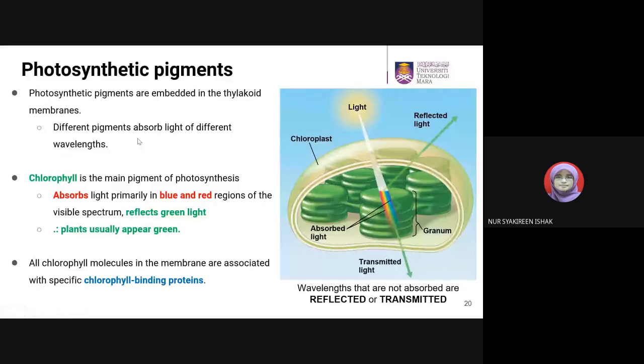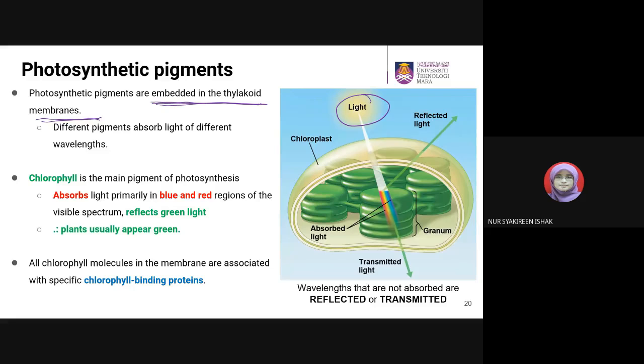So photosynthetic pigments. So kat sini photosynthetic pigments are embedded in the thalakot membranes. This one awak kena tahu. Ini adalah antara soalan yang suka keluar dalam exam. So photosynthetic pigments and also electron acceptors or electron carriers of ETC are embedded in the thalakot membrane. So that's why light reaction occurs and involves the thalakot. Kalau dalam soalan dia tanya where is the site of light reaction, awak boleh jawab dia berlaku dekat thalakot.